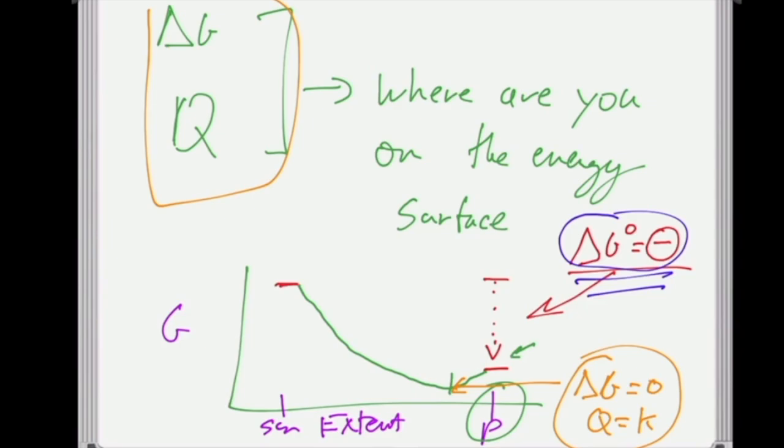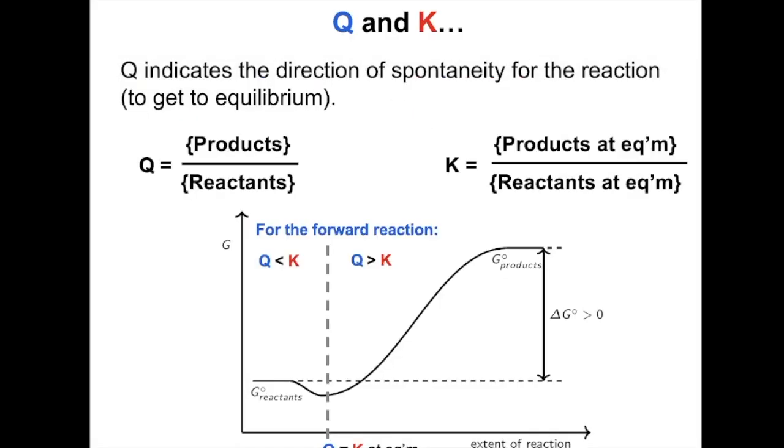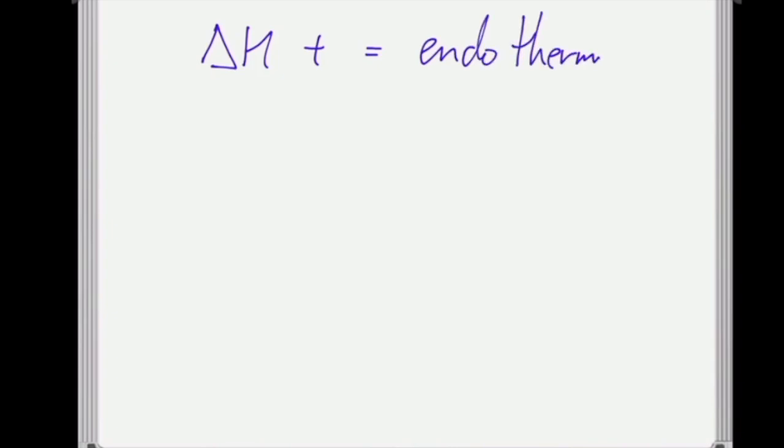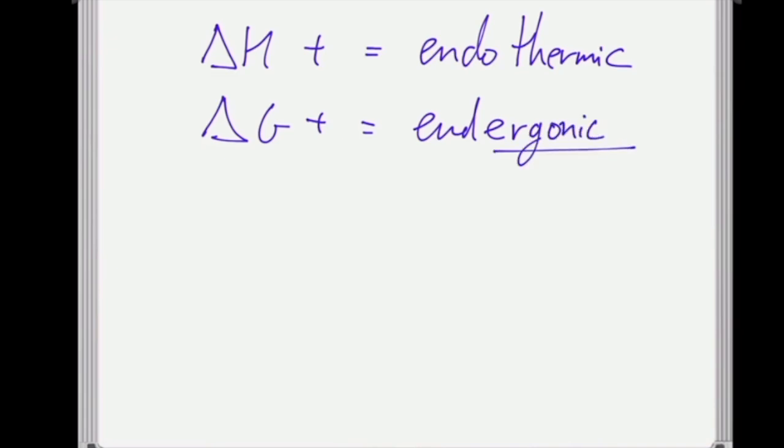Okay, so that's the first part I wanted to touch base on. This graph has two components. Let me write it down. Delta H positive is endothermic. Delta G positive, we say it is endergonic or endoergonic. This term, ergonic, is just a general one for energy. Exergonic means the energy leaving the system, exactly.